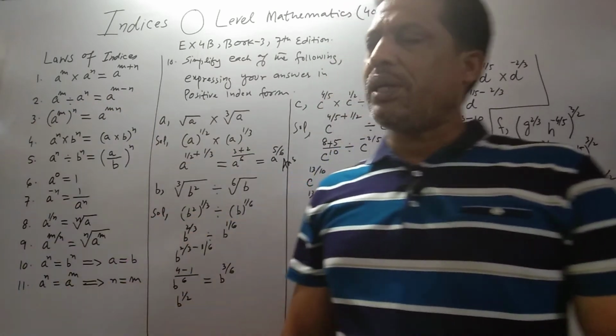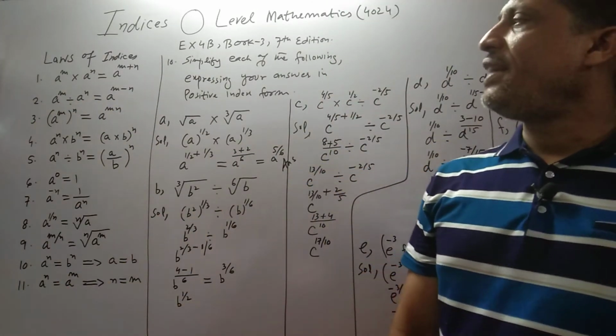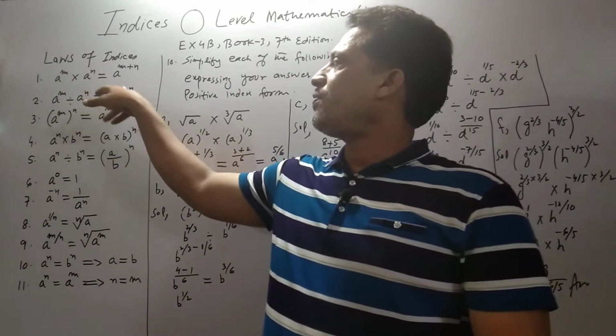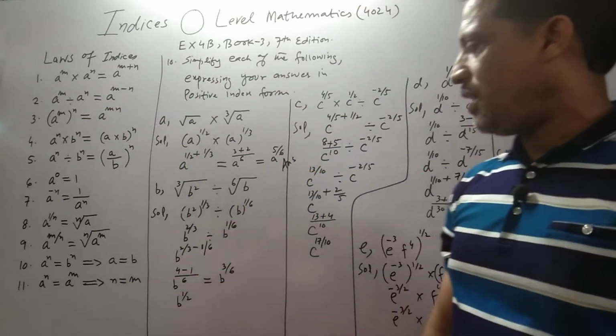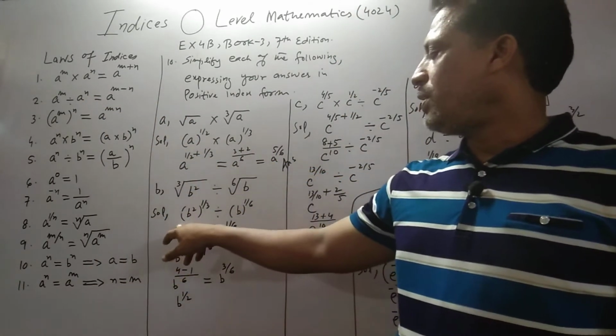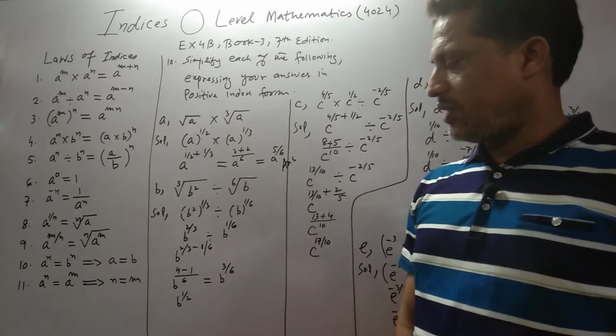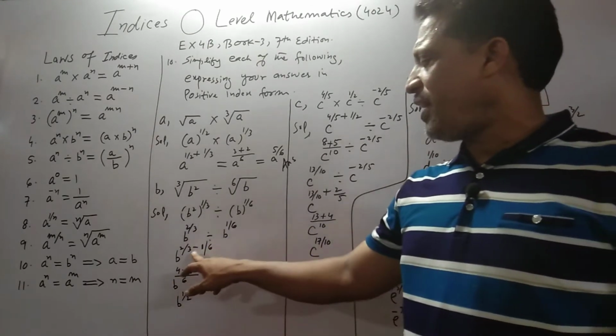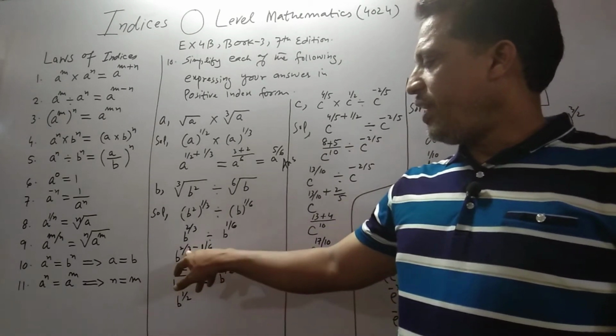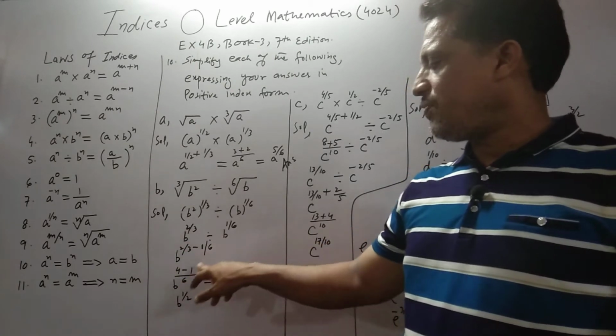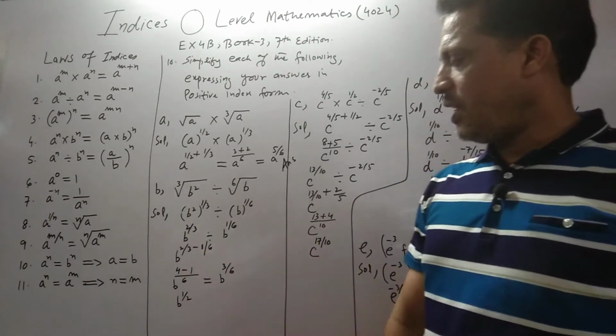What is law number 2? a to the power m divided by a to the power n is equal to a to the power m minus n. Therefore, b to the power 2 upon 3 minus 1 upon 6. Take the LCM of 3 and 6, which is 6. 3 times 2 is 6, 2 times 4... 6 times 1 is 6, 1 is here.